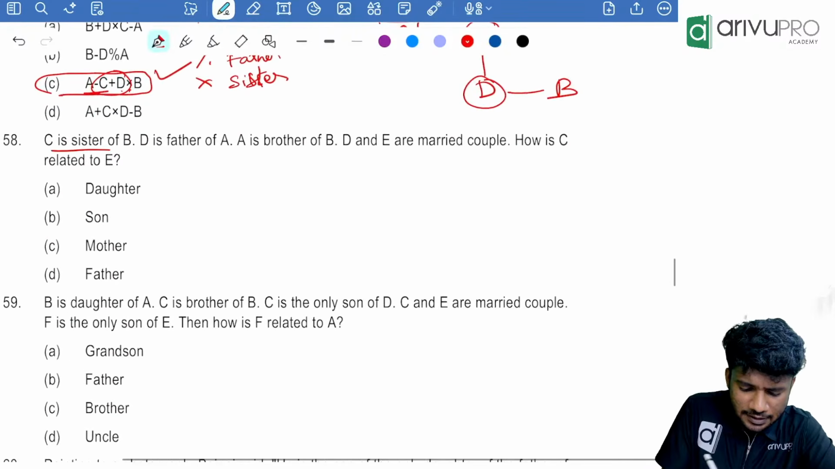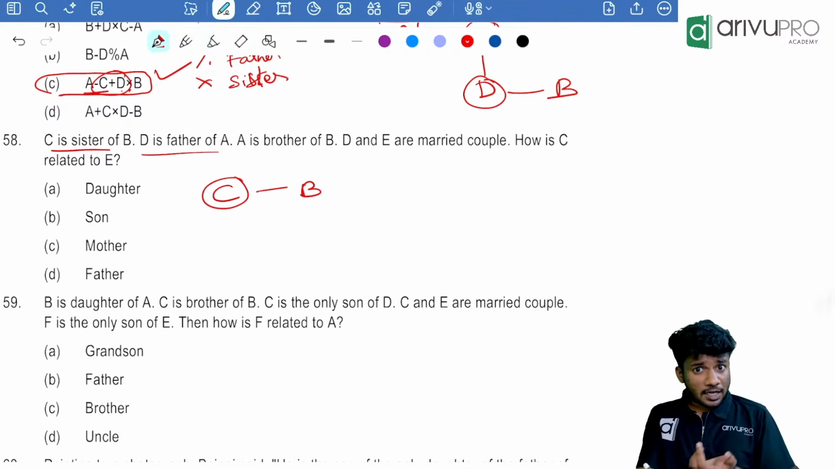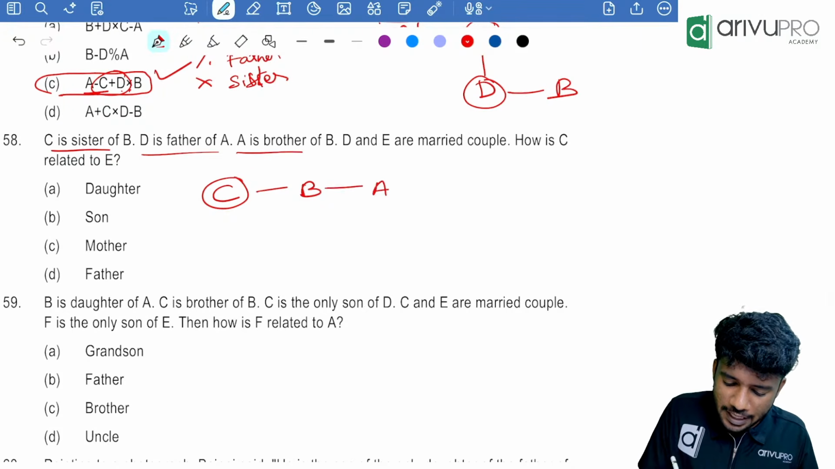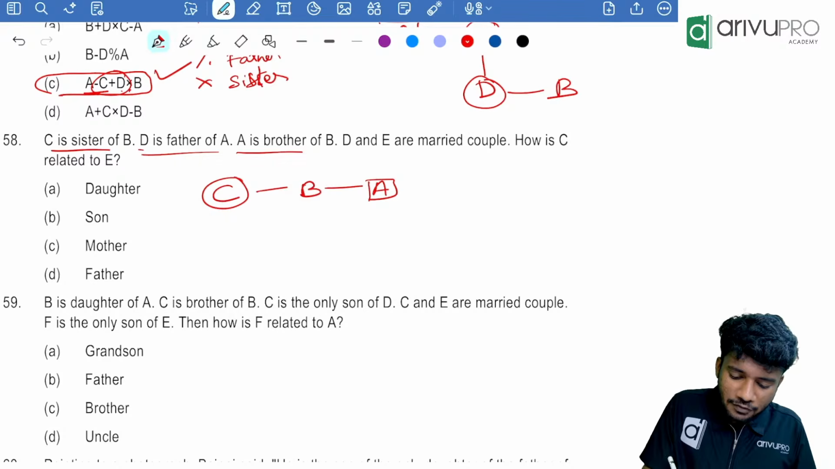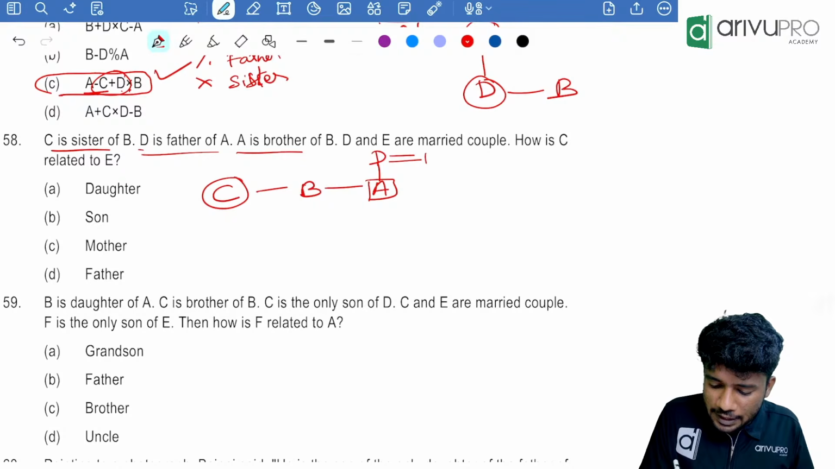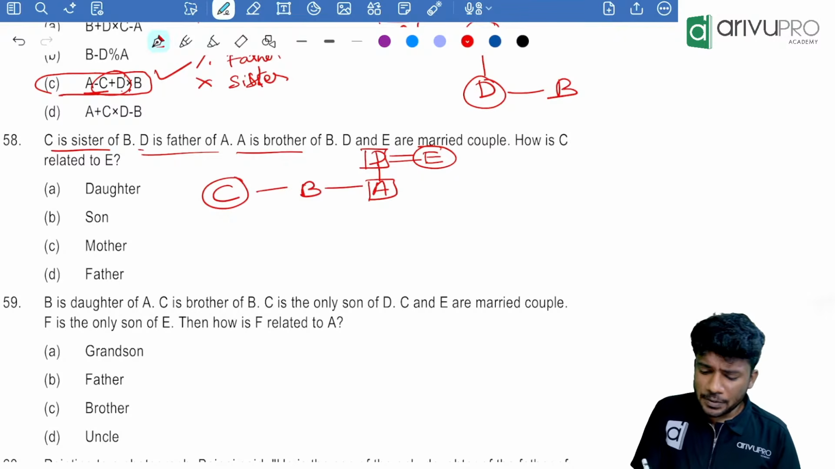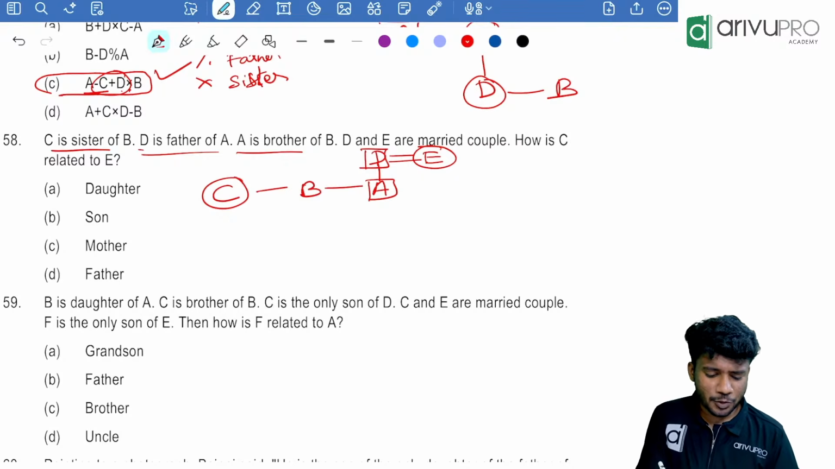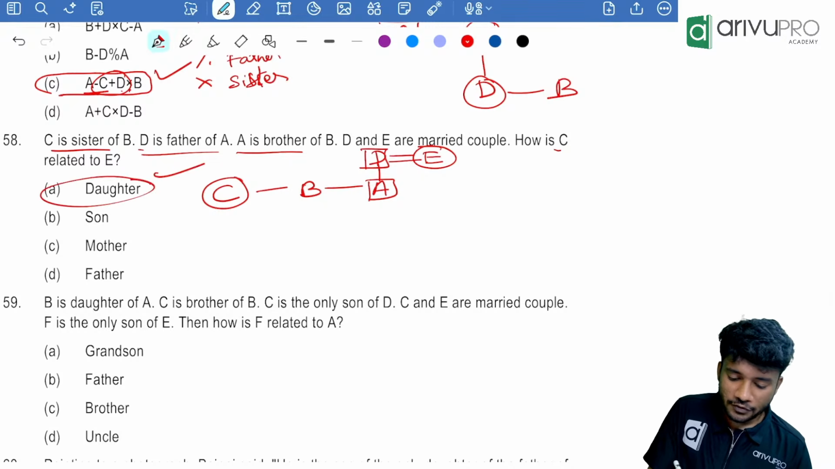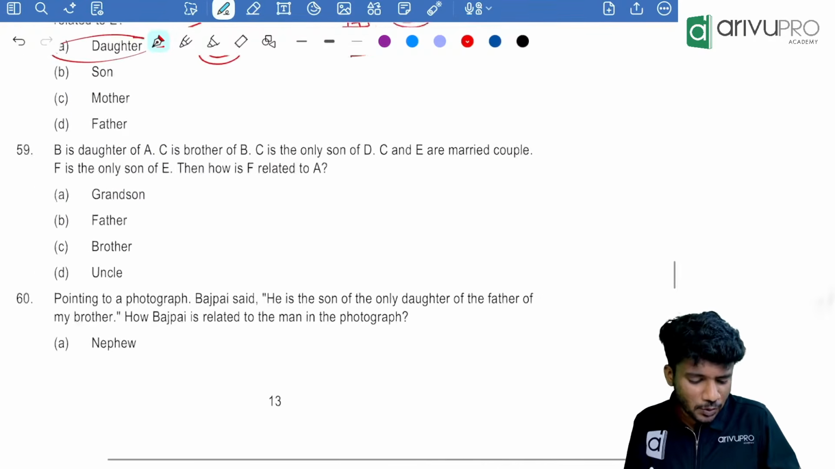Next one, C is a sister of B. D is the father of A. Can you connect D and A over here? No, keep it there. We will connect it in the future. A is the brother of B. Then D is the father of A means D should be in the upper generation. Done. D and E are a married couple. Then how is C related to E is the question. Very easy answer. C is the daughter of E, because first generation, second generation, and they are children. So that's the case. Next one.